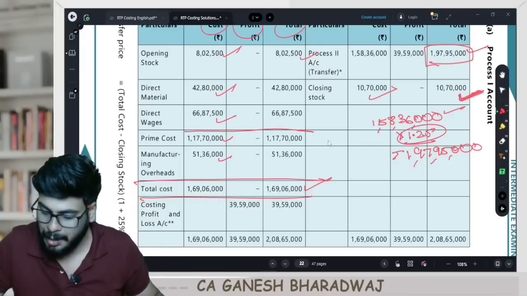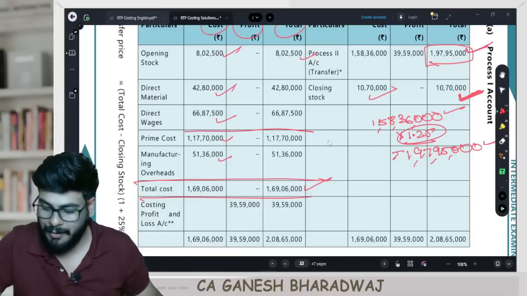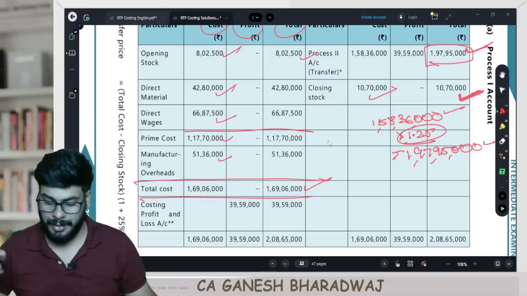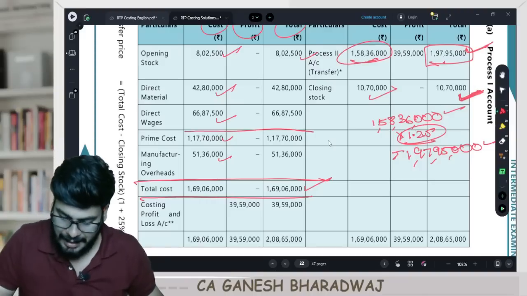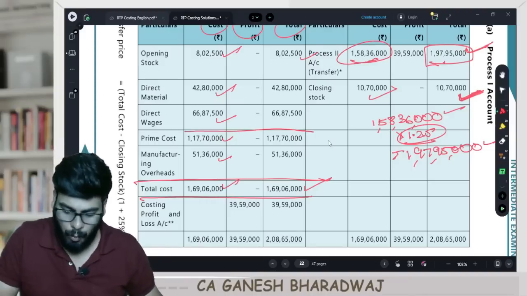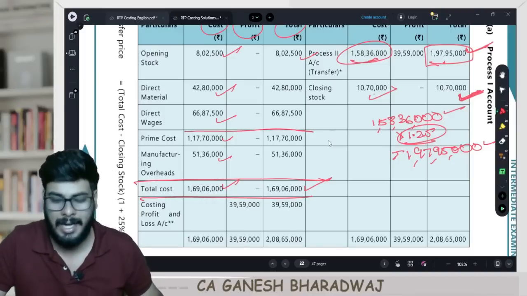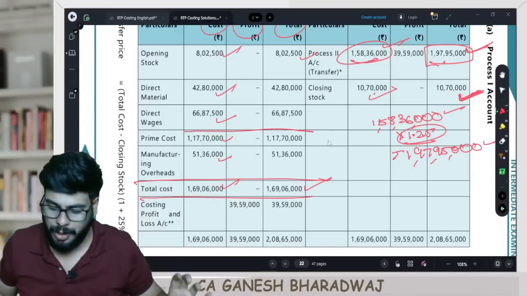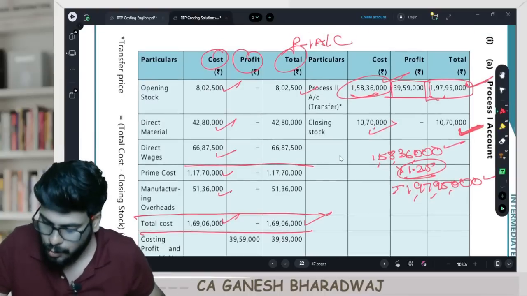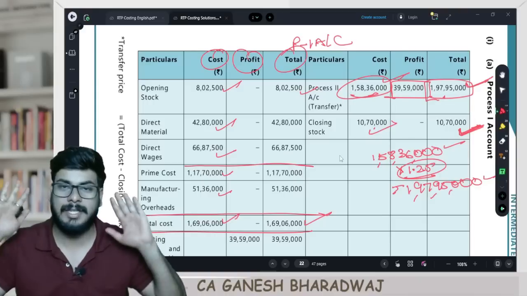However, there is a markup involved here. This is a figure that you arrive at. Are you clear with this? Now this figure we have arrived at here. Similarly, this is a balancing figure. The total cost column 169,06,000 minus 10,70,000, you get the cost pertaining to the output transferred. So the difference between these two is going to be the profit inside this. Are you clear with this, guys?